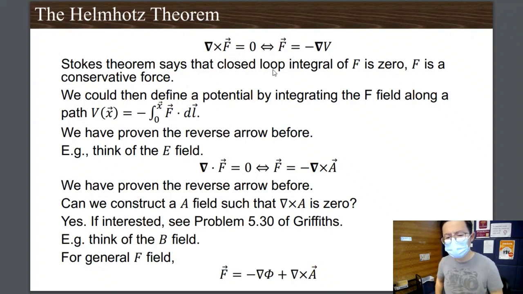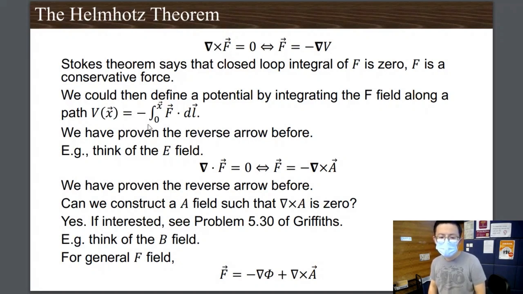And to prove that, we can use Stokes' theorem. If we apply Stokes' theorem to any closed loop of this F field, it gives 0 because the curl of this field is 0 everywhere. And this means that F is actually a conservative force. Remember, we talked about this a few slides earlier: you can imagine that F is a gravity force, and correspondingly V should be the potential energy of this gravity.